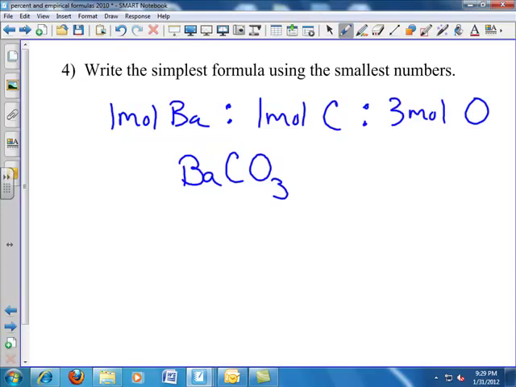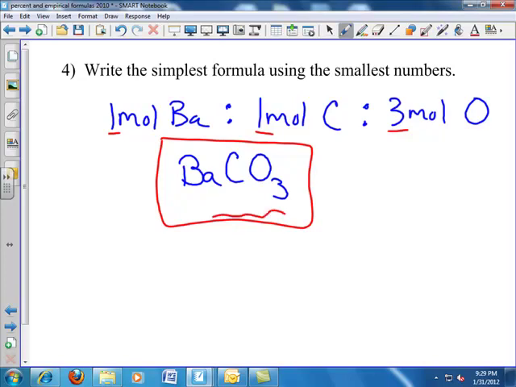These numbers here change into subscripts, but we never write the subscript 1. Okay? So there is my formula. So basically what we have done is we've reversed the process of percent composition. When we calculated percent composition, we took these elements and found the percent of each one. Now we started with the percents, and we found out what the formula was.